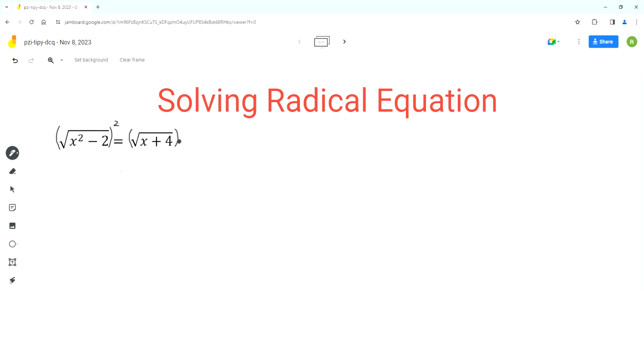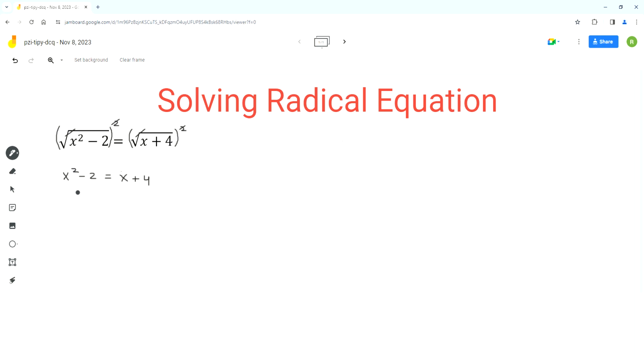Now when we square both sides of the equation, the square root and the square cancel each other out. So now we are left with just x squared minus 2 on the left side of the equation and x plus 4 on the right side of the equation. So now as you can see, there is no radical left in this equation. Now this is a quadratic equation because the highest power on the variable x is 2.